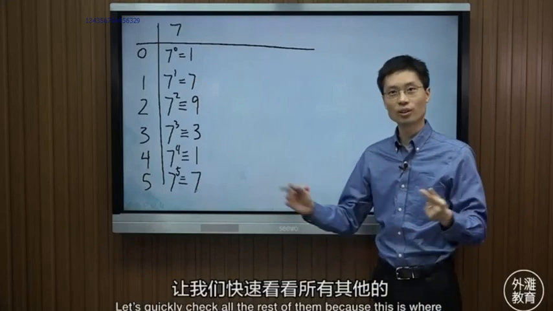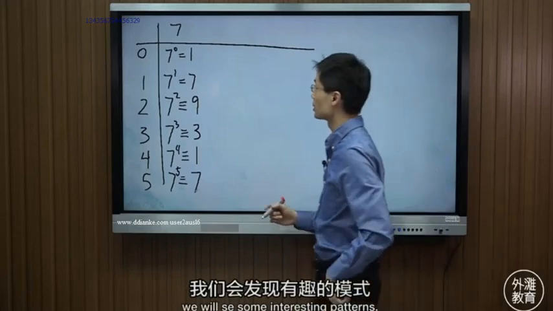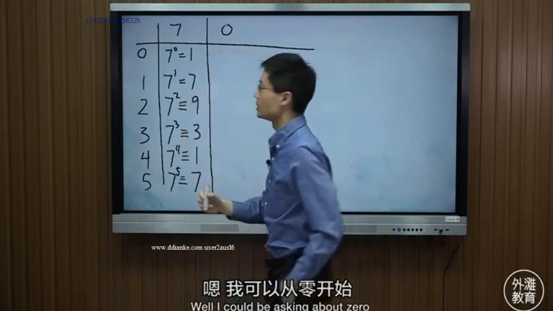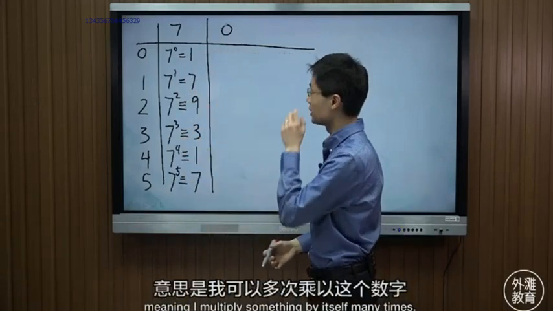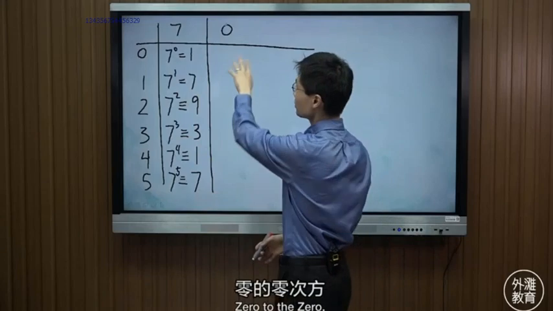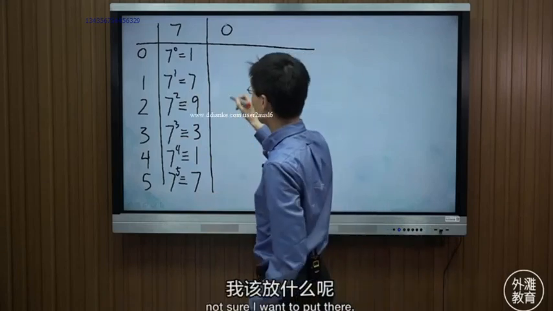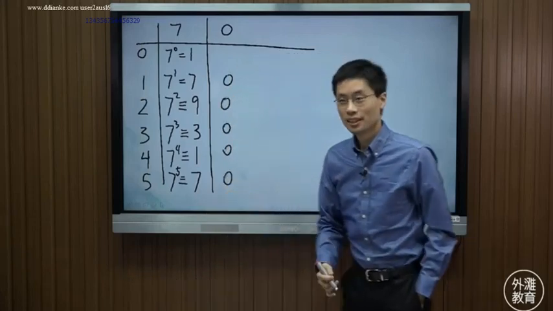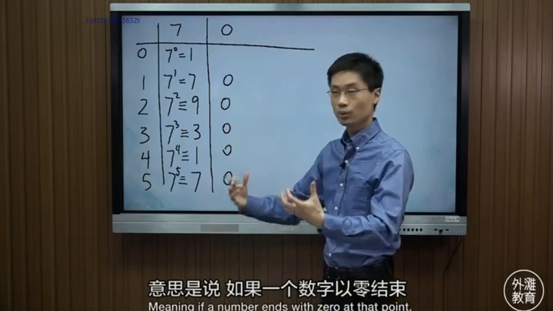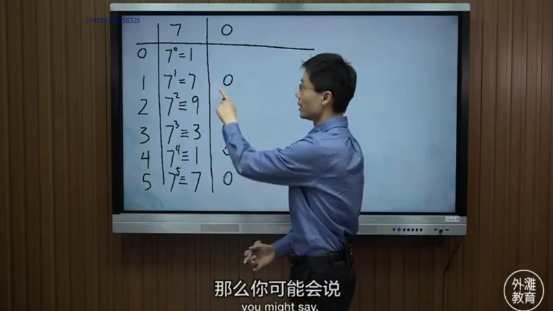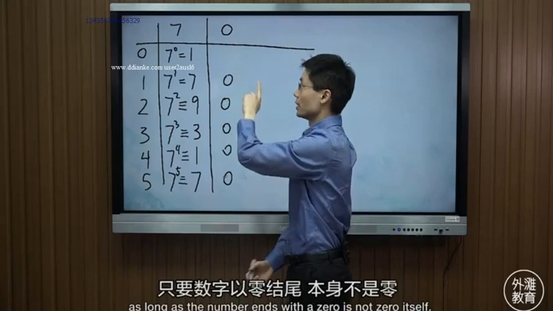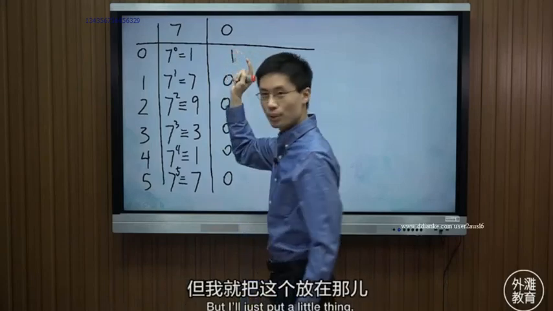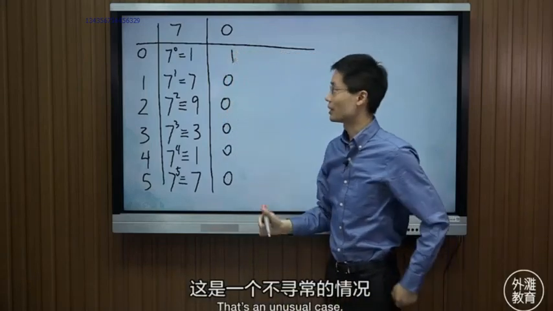Let's quickly check all the rest of them, because this is where we will see some interesting patterns. What are all the rest of them? Well, I could be asking about 0, meaning I multiply something by itself many times. This is a little bit tricky. 0 to the 0, not sure what I want to put there. But the rest I'll put that these are all 0. Meaning if a number ends with 0, at that point you might say, as long as that number is not 0 itself, you could say it's going to be 1. But I'll just put a little note saying that's an unusual case.